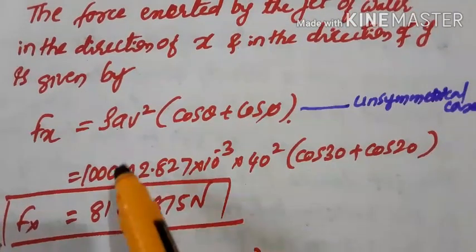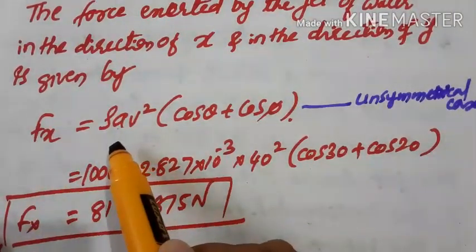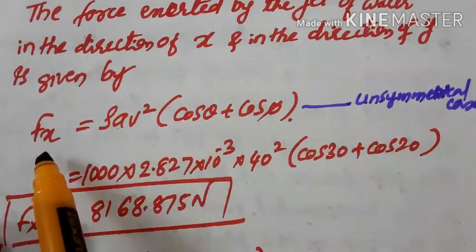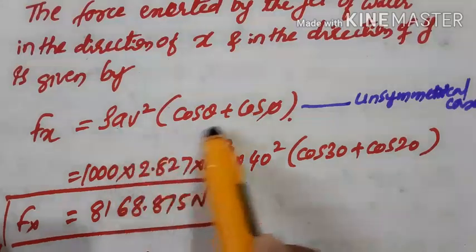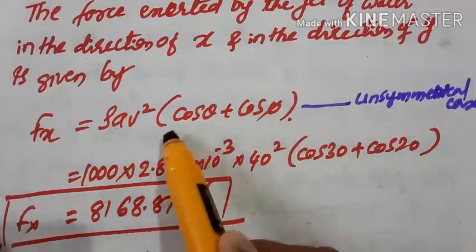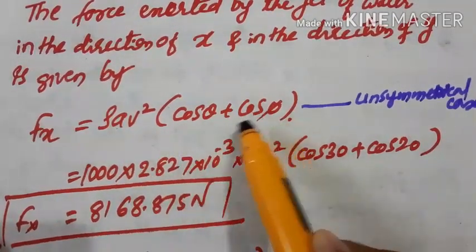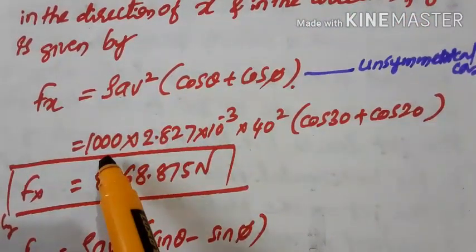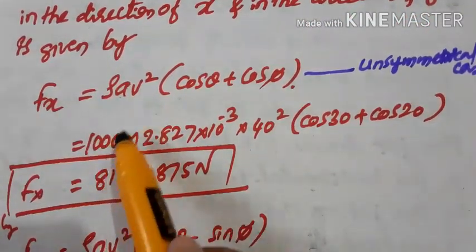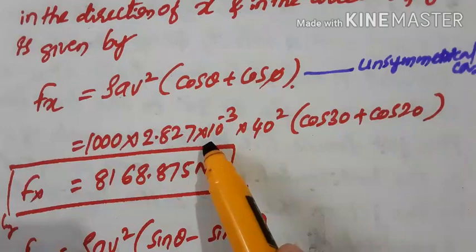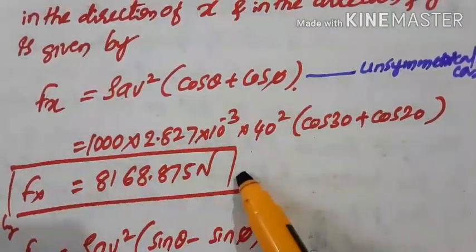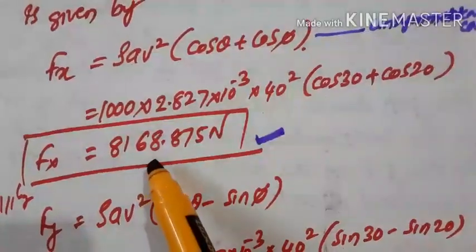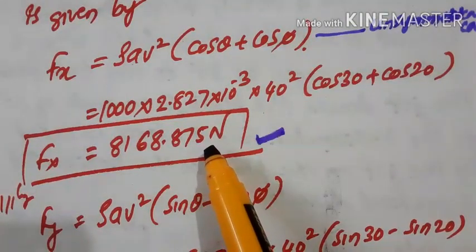So in previous lecture, this equation for the unsymmetrical case, that is the force exerted by the jet in x direction, when we apply the impulse momentum equation we get this equation, that is rho a v square into bracket cos theta plus cos phi. Then substitute all the data here. The rho is the density of water, then the area of the jet, the velocity of the jet, then the inlet angle and the outlet angle. All you substitute in this equation, you will get this answer, that is 8168.875 Newton.